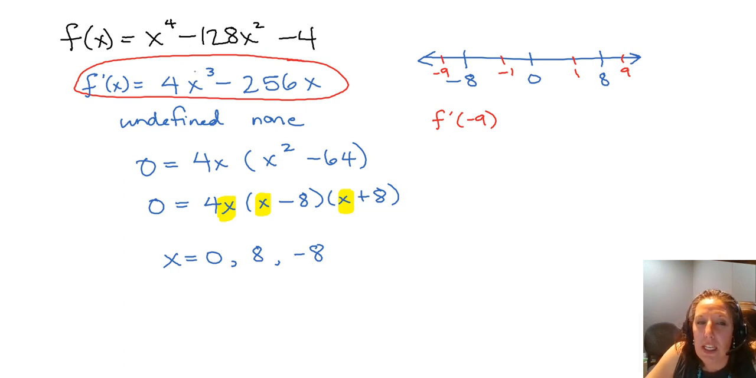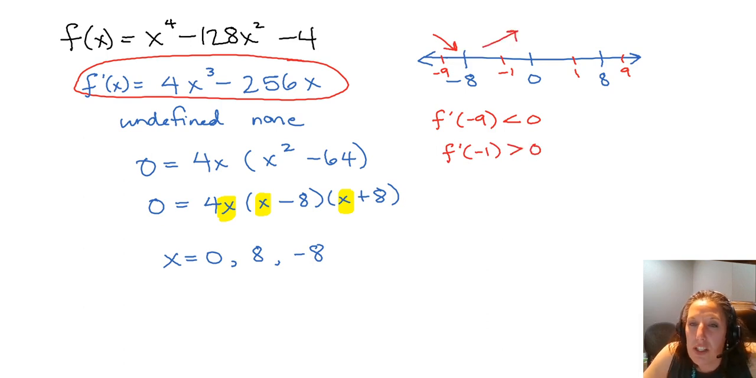So what ends up happening is that 9 cubed is going to be much bigger than the rest of it. So we end up getting a negative number when we plug in a -9. And so that means our function is decreasing. If we plug in -1 into that same function, now the 256 is going to be the dominating part, and it's going to end up making that overall derivative positive. And so anytime the derivative is negative, that means our function is decreasing. Anytime the derivative is positive, our function is increasing.